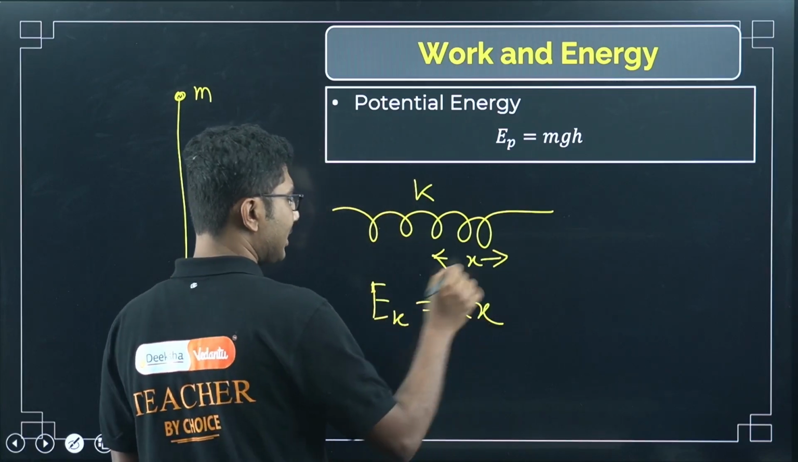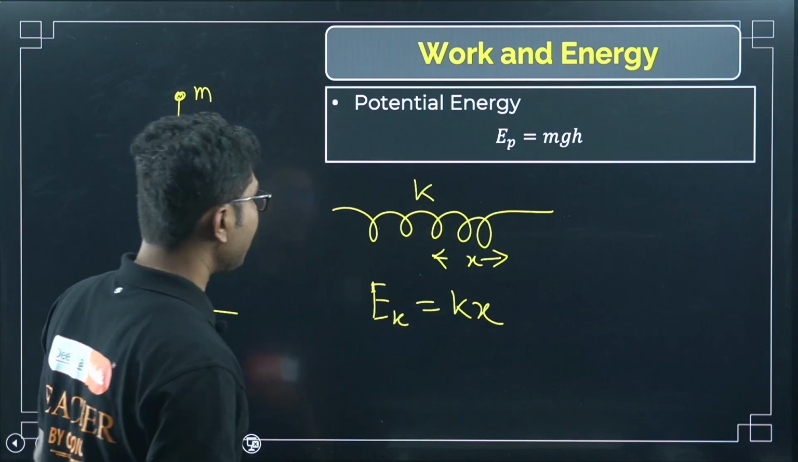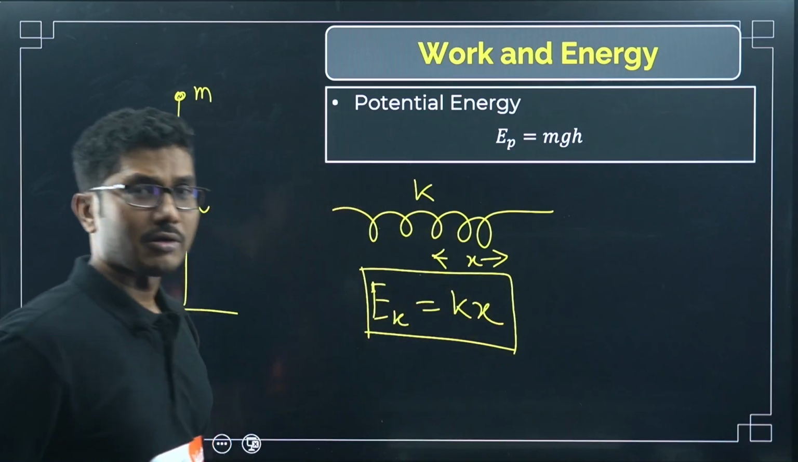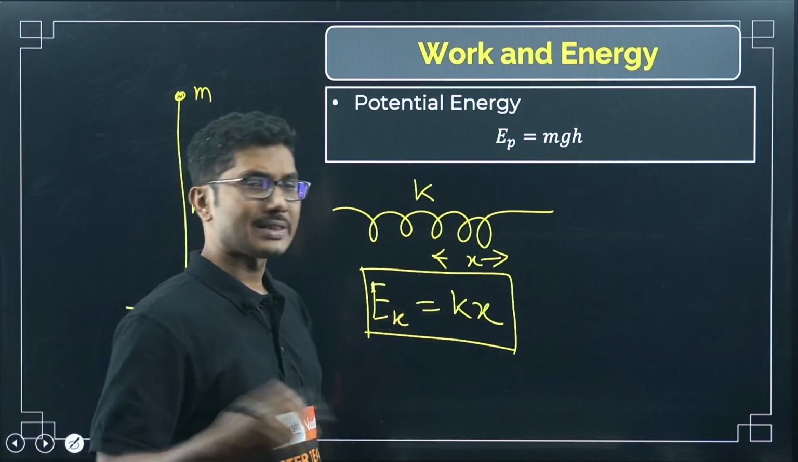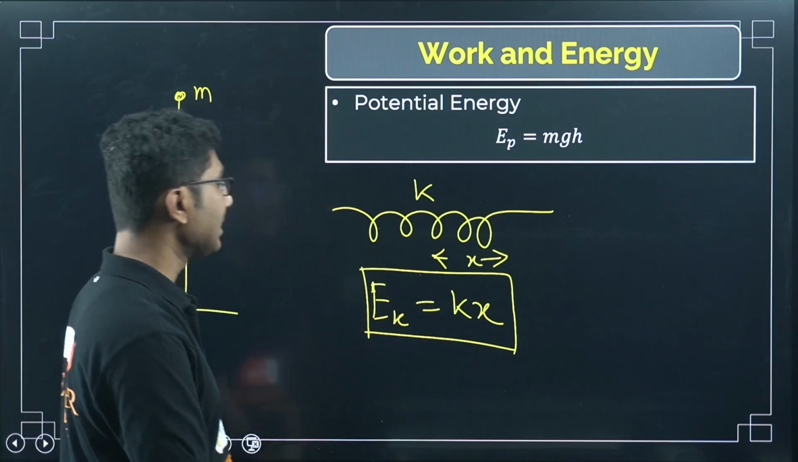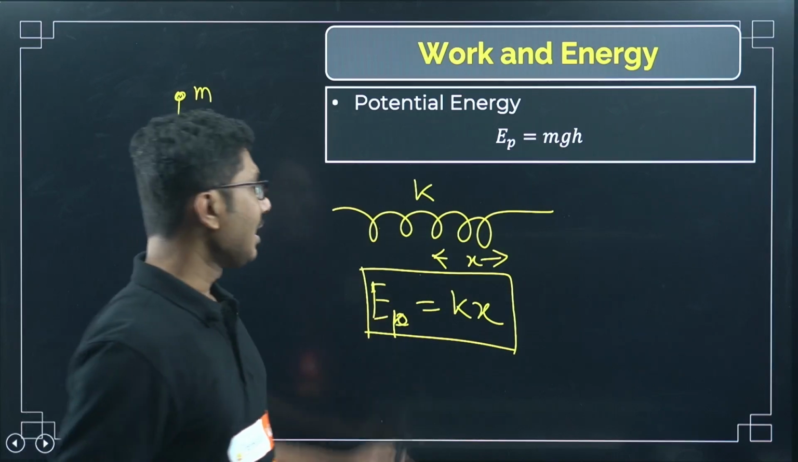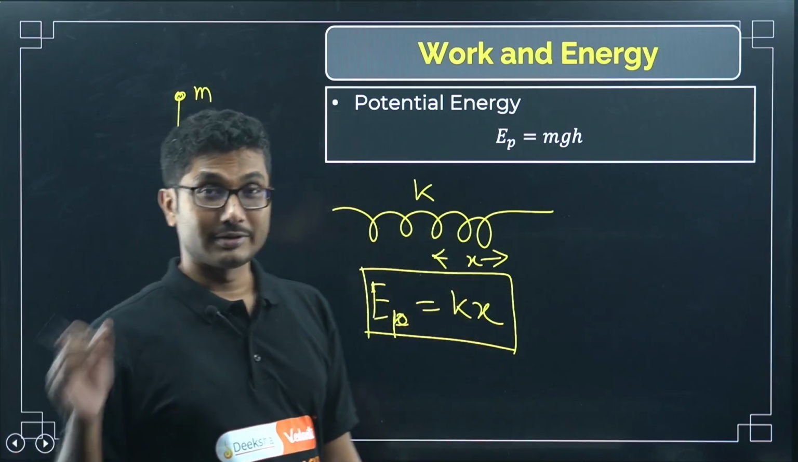kx squared, with spring constant k in Newton per meter. If you compress it or if you stretch it, based on what you are doing, there will be a sign difference. In some cases it will be plus, in some cases minus, but potential energy can be there for a spring also.